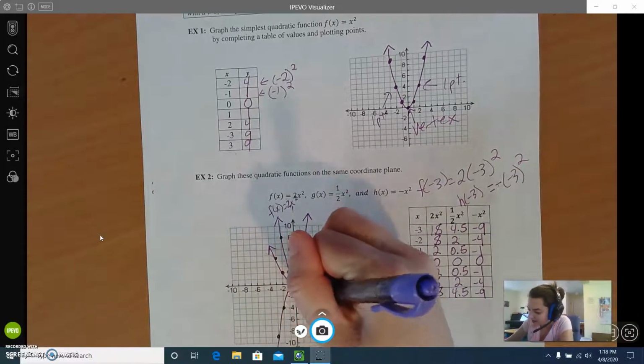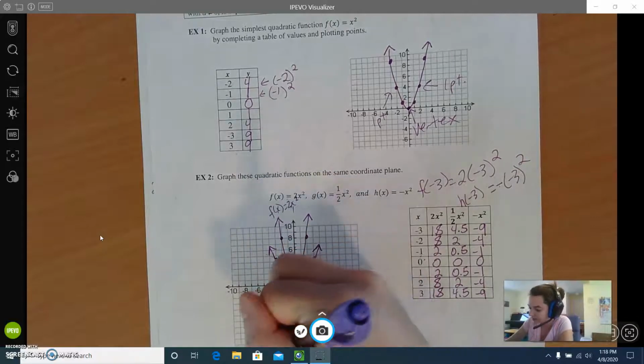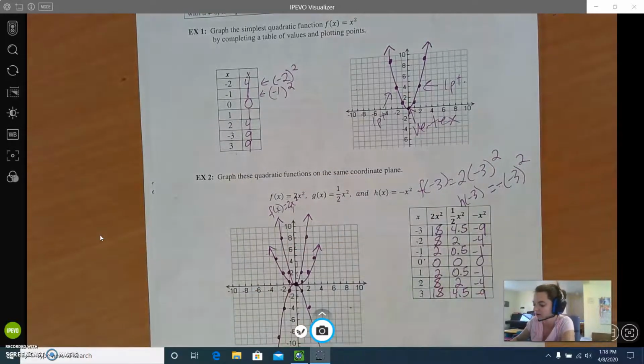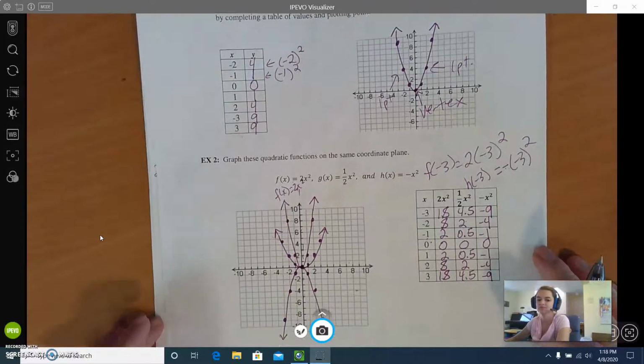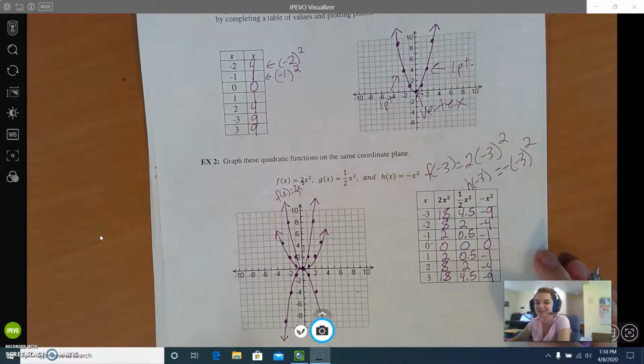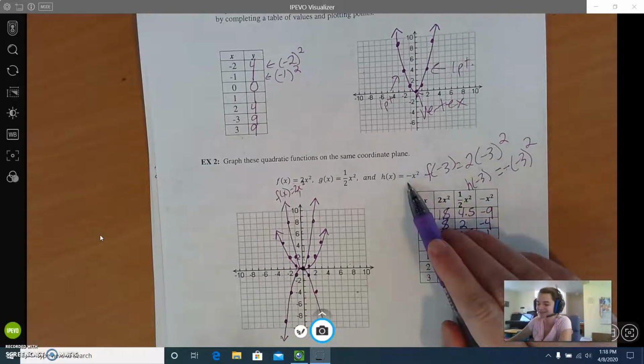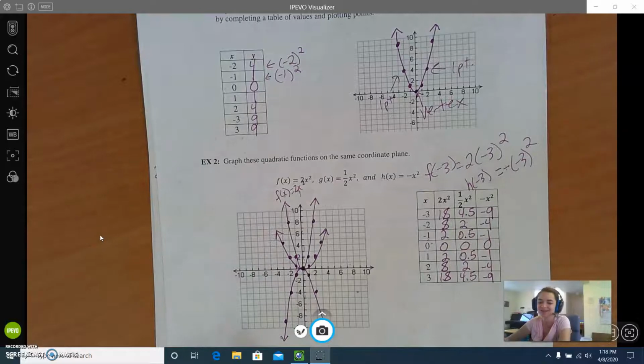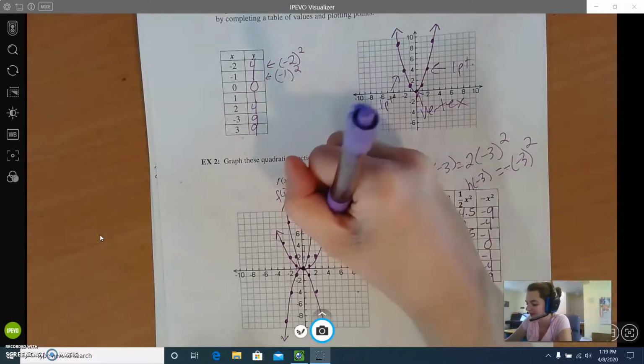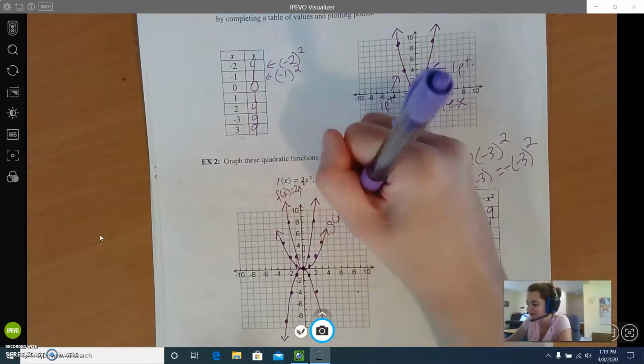And I'm just connecting the dots here to make a nice smooth curve. And what happened with this one? It flipped upside down, okay? So when you have a negative coefficient, that's what happens: your parabola is going to flip upside down. It's going to be an upside down U instead of a right side up U, okay? So let me label everything and we'll summarize really quick.